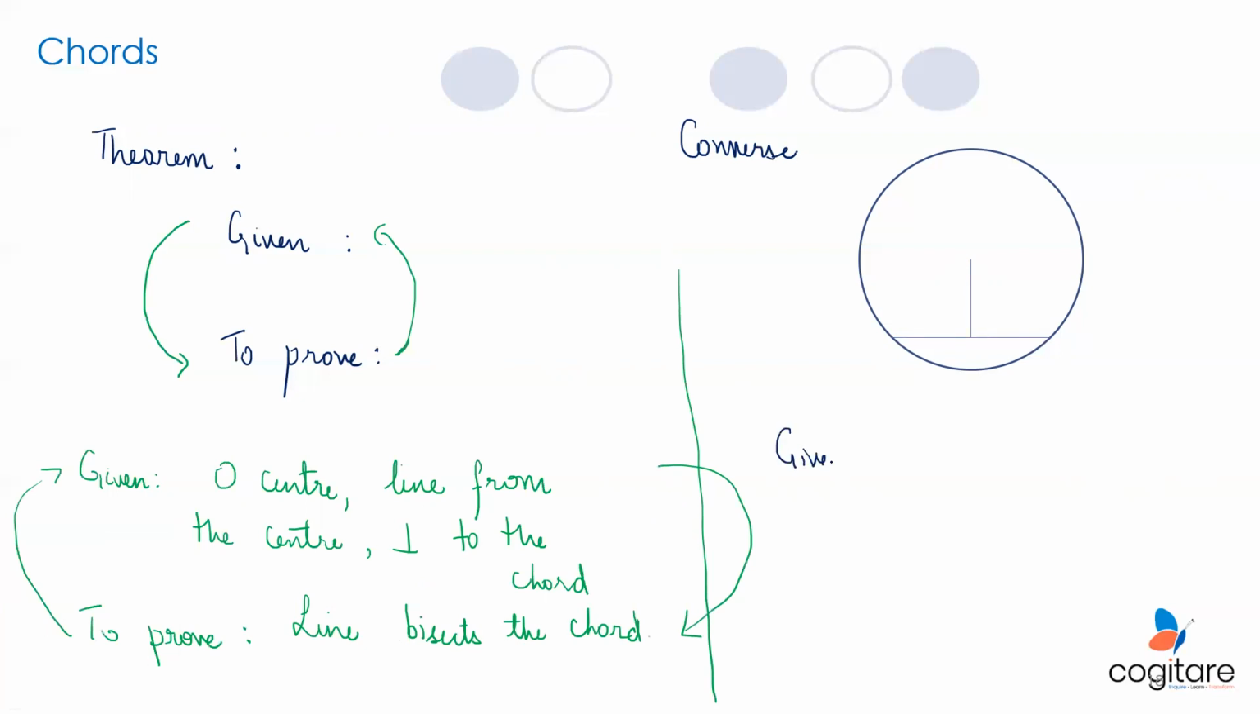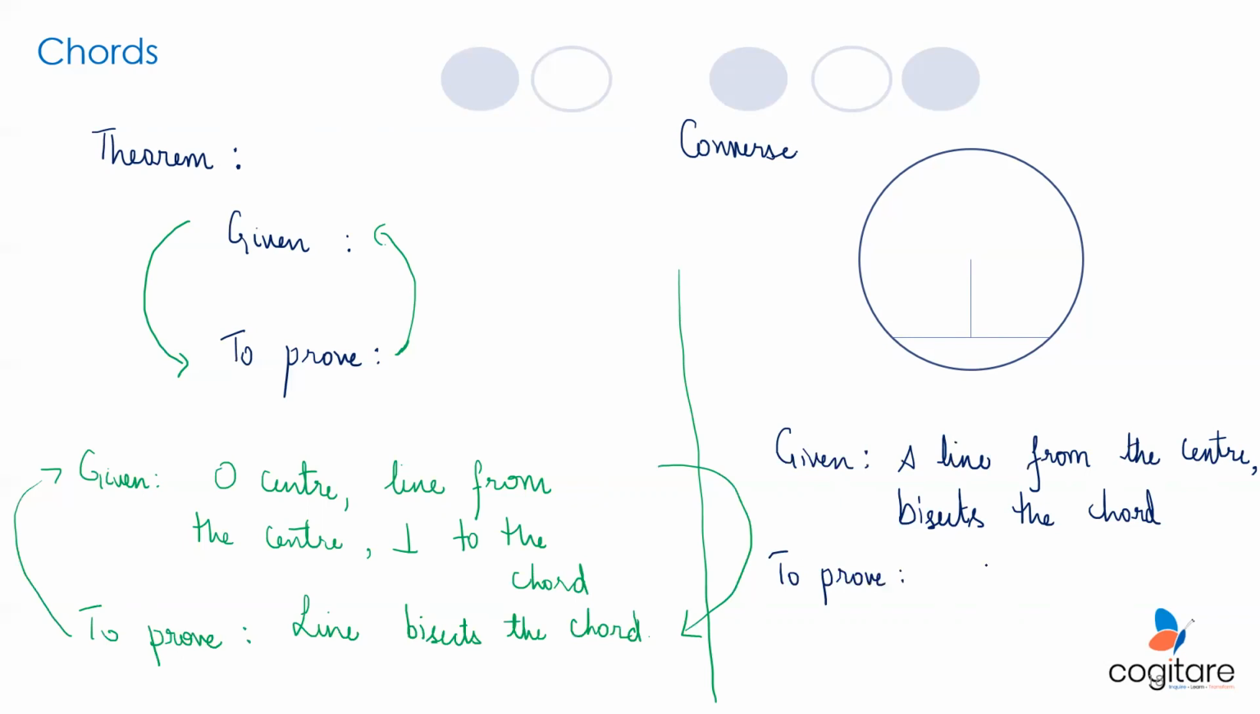So now you will begin with the fact that there is a line from the center, and this line is bisecting the chord. Then you need to prove that this line is indeed perpendicular. This line is perpendicular to the chord.